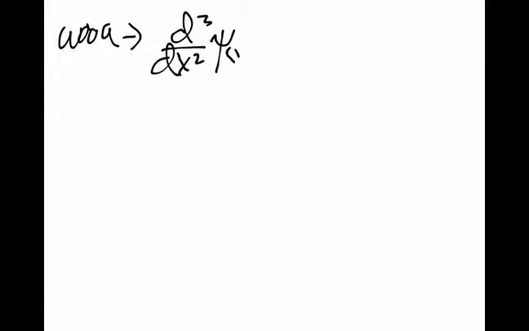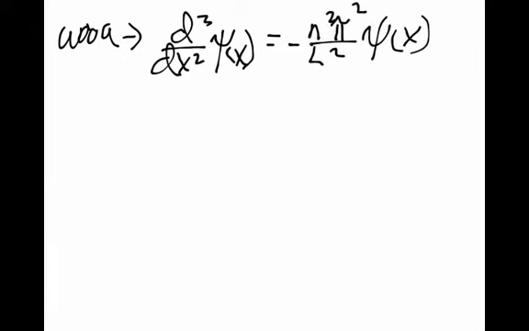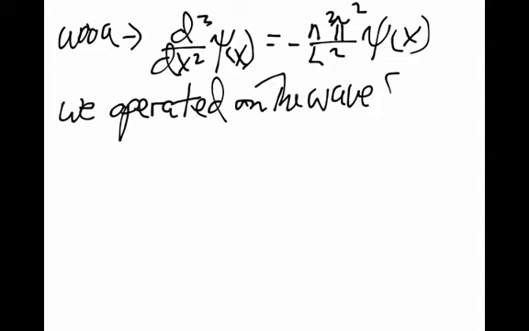All right, hang on here. This is actually kind of cool. Let's just look at what happened here. We took the second derivative of the wave function, and we got back minus n squared pi squared over L squared times the wave function. We operated on the wave function, and we got back something times the wave function again. It's not so obvious that that should always happen, but it certainly does work for sine, and it works for cosine as well, in fact.